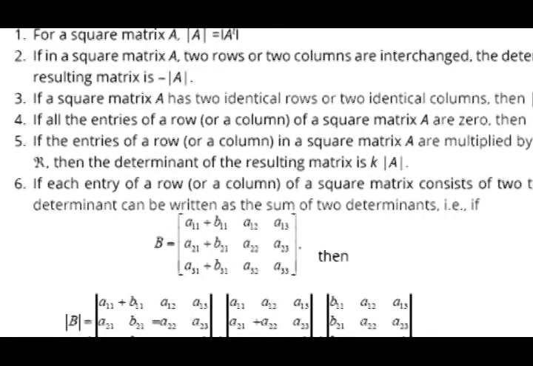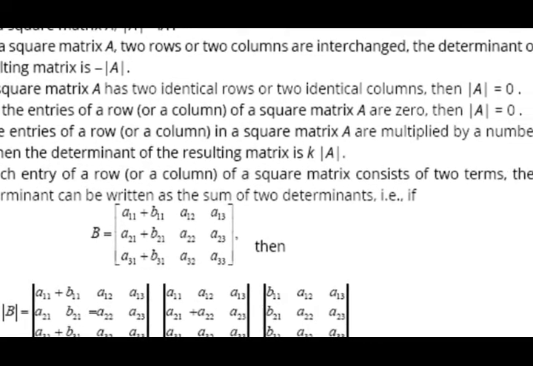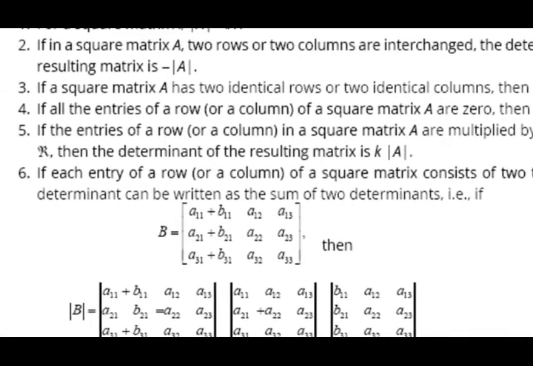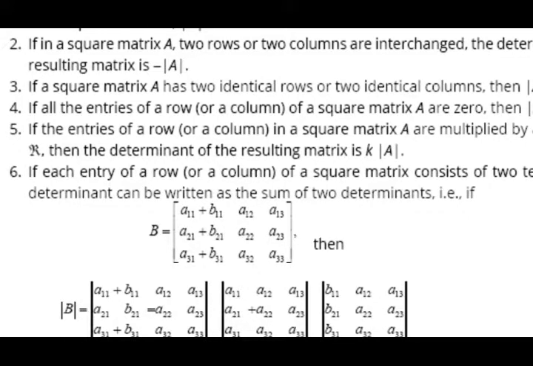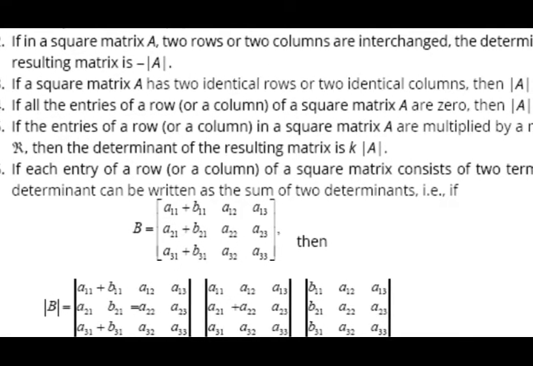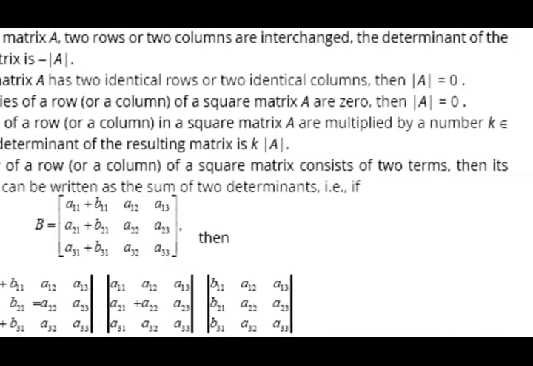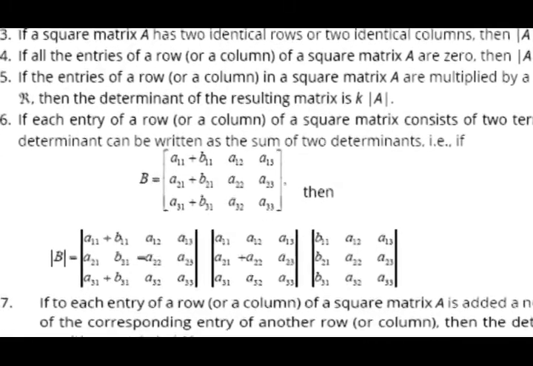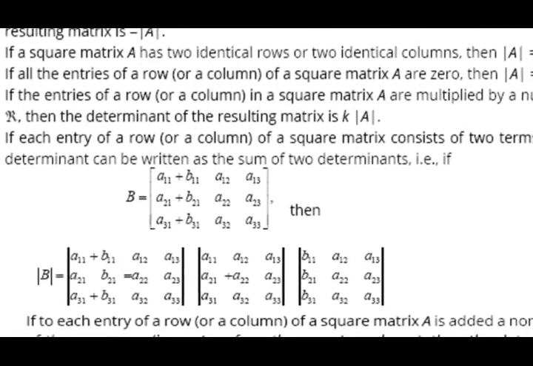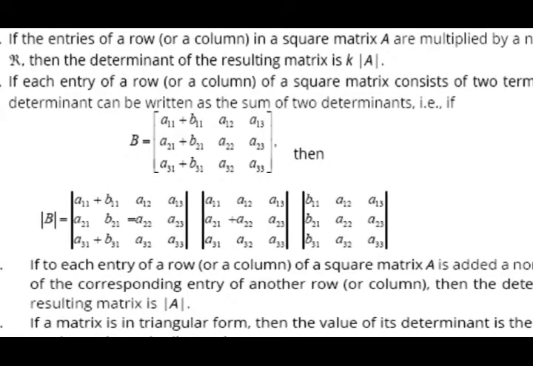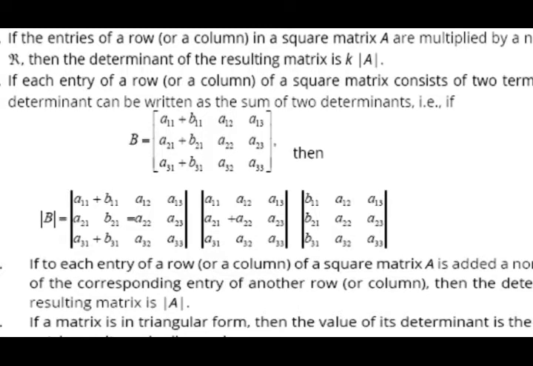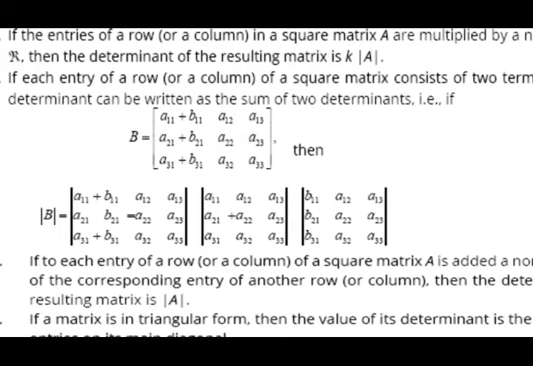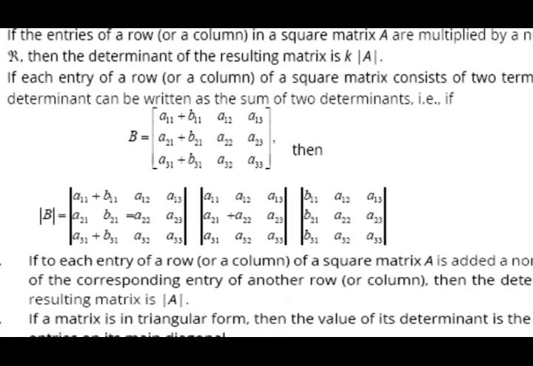If each entry of a row of a square matrix consists of 2 terms, then its determinant can be written as the sum of 2 determinants. If each entry of a row or a column of a square matrix consists of 2 terms, then its determinant can be written as the sum of 2 determinants. If we break a column or row into 2 numbers, then we can write it in this form.